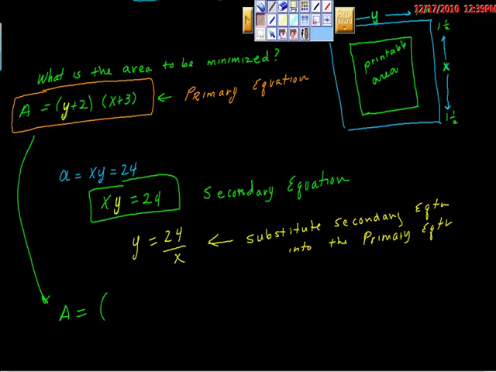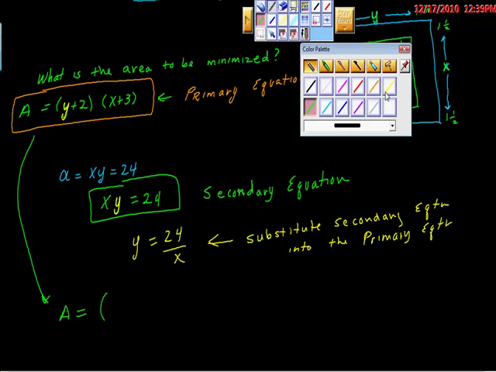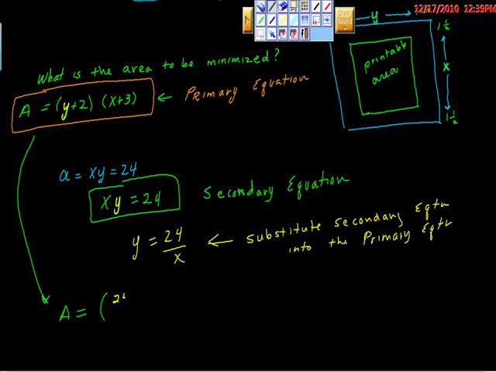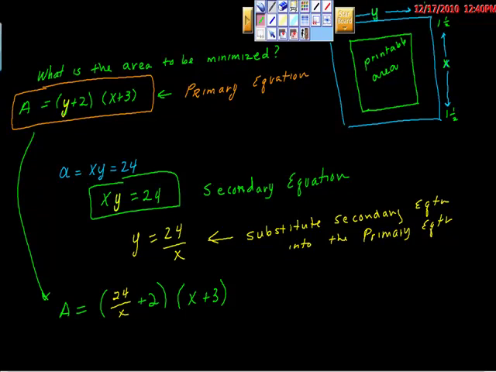Area is equal to, but this y is this y. It says here that y is 24 over x. So y is 24 over x, plus 2. This 2 right here is this 2 right here, isn't it? And then x plus 3. And now we have this form that we want to maximize, don't we?